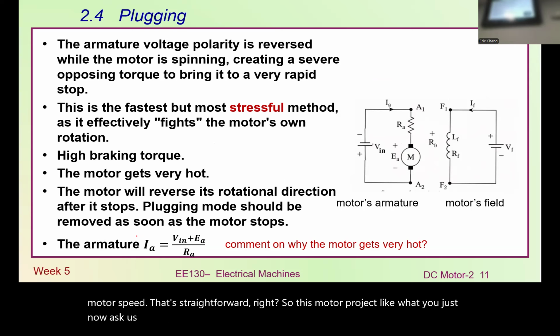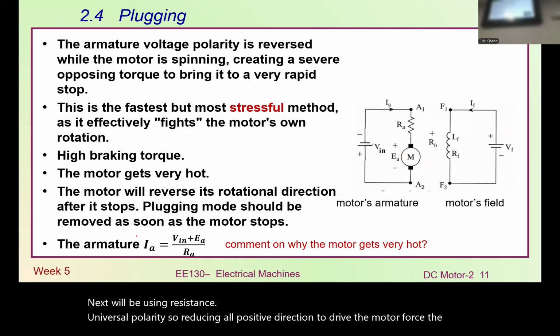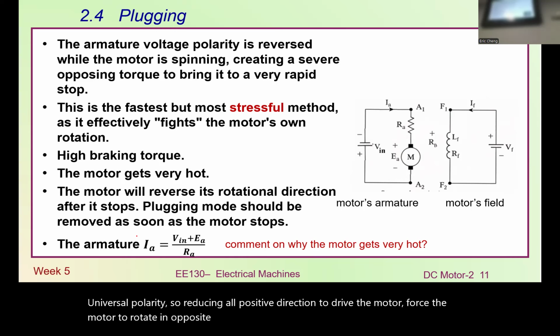So then you can see there are three ways you can reduce the speed. One way would be regenerative braking, reducing the applied voltage. Next will be using resistance. Third will be reversing the polarity. So we use the opposite direction to drive the motor, forcing the motor to rotate in the opposite direction. Of course, we can reduce the motor speed. So this mode we call the parking mode.